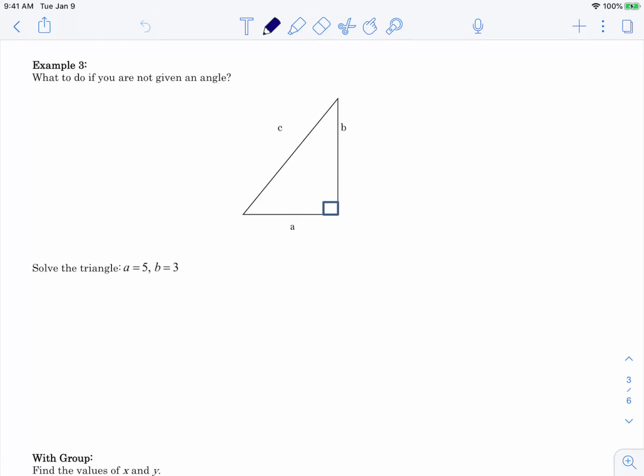Okay, now we're going to discuss what to do if we have to solve for more than one missing angle. So here's this triangle again. Pay attention to how it's labeled, because they're not always labeled the same. And again, across from little c will be big C, across from little b will be big B, across from little a will be big A.